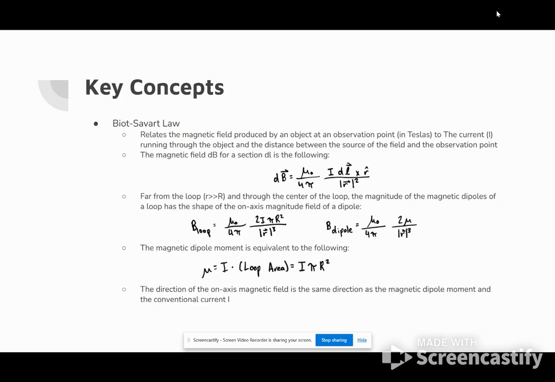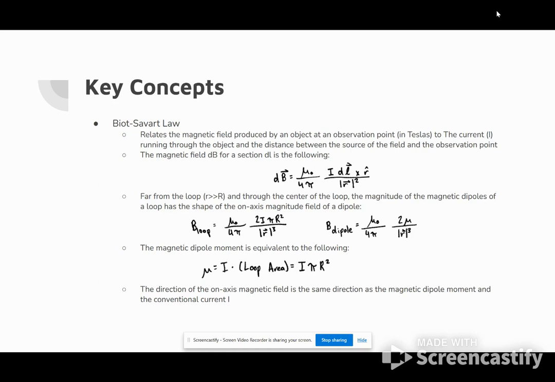When it comes to our key concepts, some of them included the Biot-Savart law, which relates the magnetic field produced by an object at an observation point, in teslas, to the current I running through the object and the distance between the source of the field and the observation point. Here are some other formulas that were used, and one of the important ones was the magnetic dipole moment, which was equal to the current times the loop area. And to note, the direction of the on-axis magnetic field is the same direction as the magnetic dipole moment and the conventional current I.